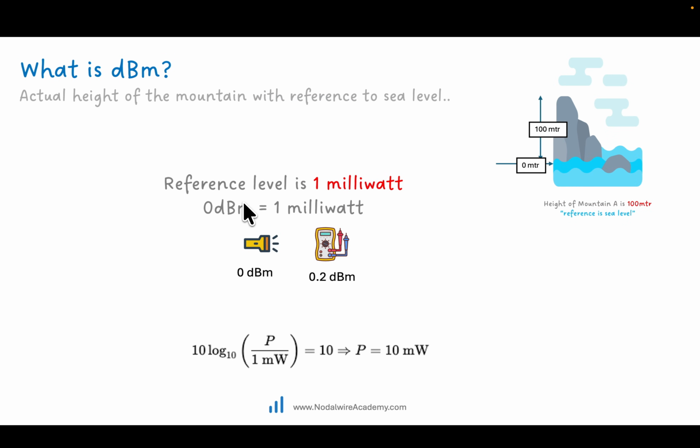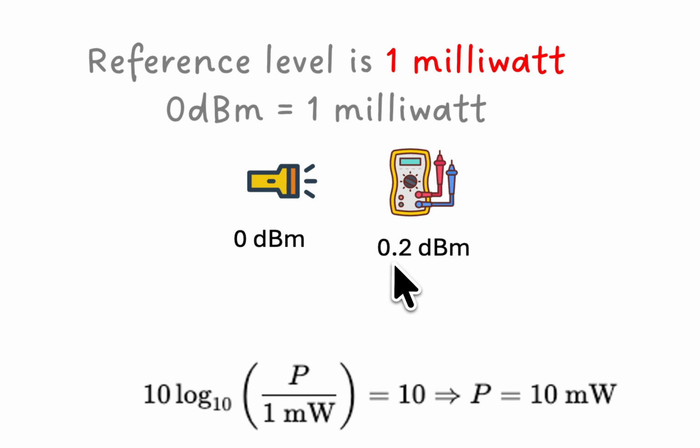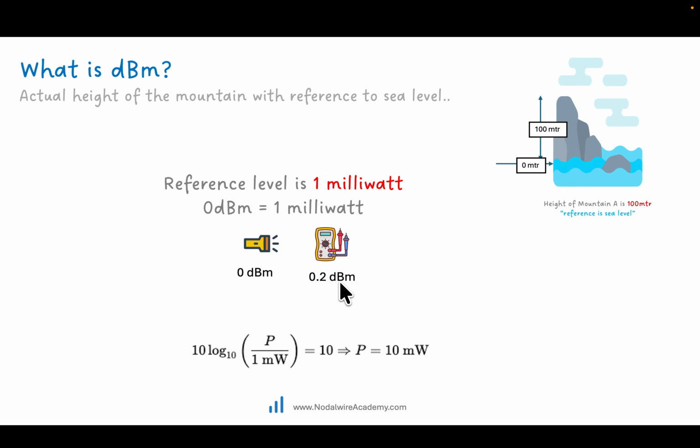The same fundamental is used in measuring the power levels. For example, I have a laser light or an LED light whose power level I want to measure. When we say measuring the power level, for example, this laser light is emitting 0.2 dBm. In the earlier example, we saw the reference level always starts with 0. But in our case, we start the reference value as 1 milliwatt. This 1 milliwatt is very much equivalent to the 0 meter of the AMSL value.